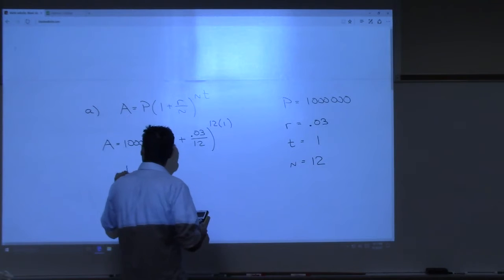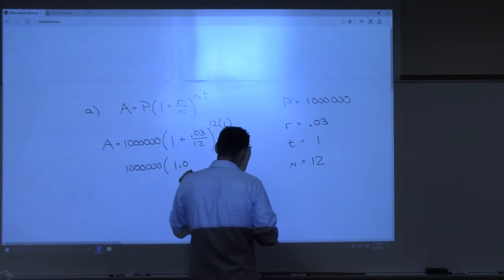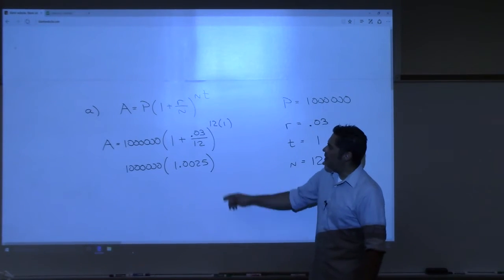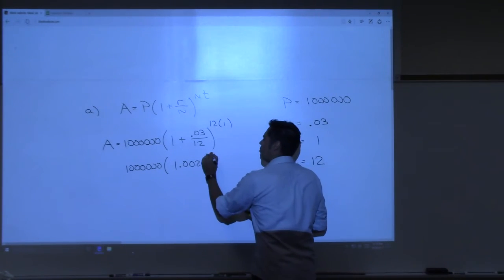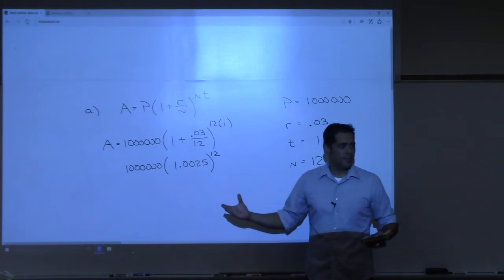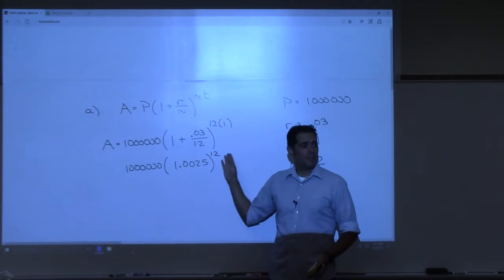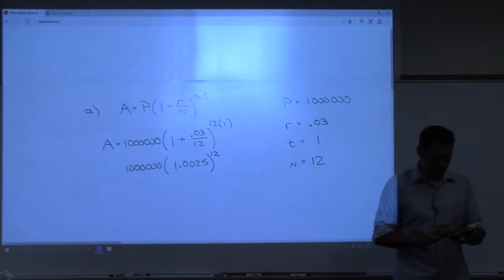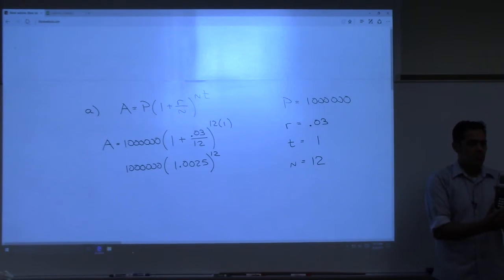So I'm going to write the next line. It's 1.0025. And then I'm going to raise it to what power? 12. 12 times 1 is 12. So I have 12 here. So order of operations, we do not multiply these two together. Not yet. We actually have to do exponents before we do the multiplication. So I'm going to, on my calculator, take 1.0025 and raise it to the 12th power. Does anybody need help on how to do that raising the power? Sure?